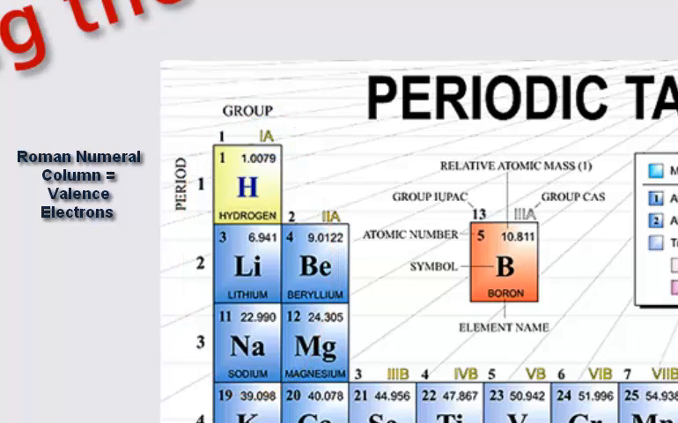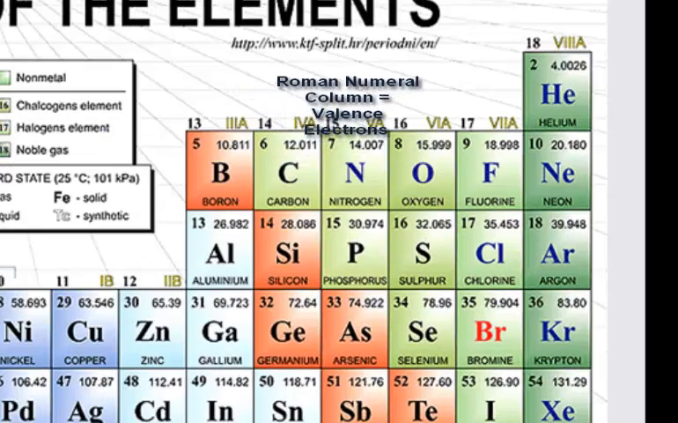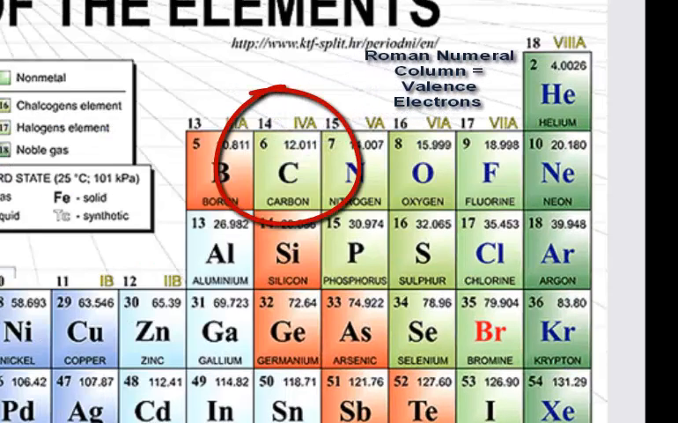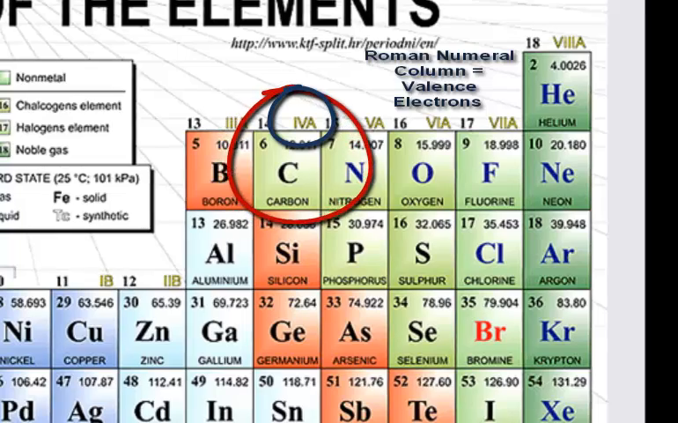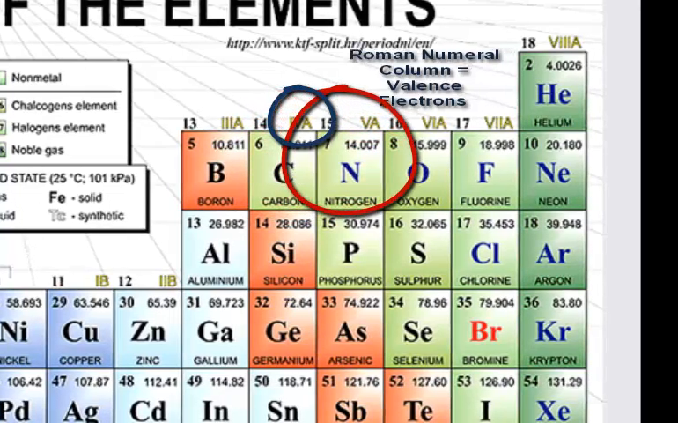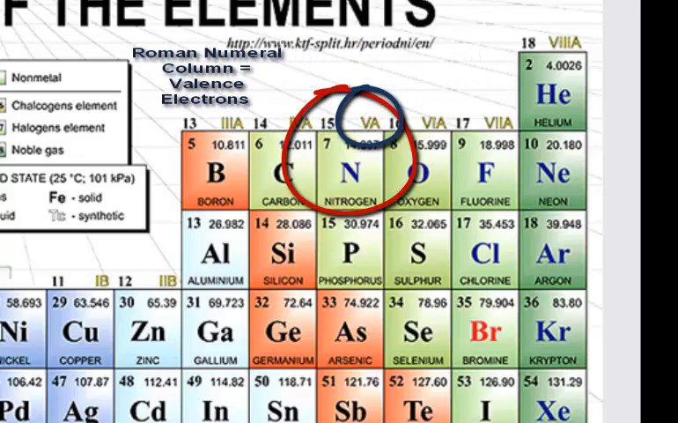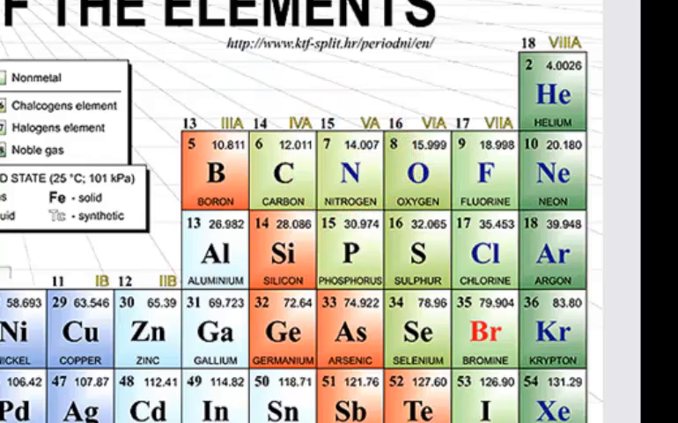Let's try that out. Let's go over and look at carbon in this example. What column is carbon in? Roman numeral 4. How many valence electrons does it have? 4. Look at nitrogen. What column is it in? Roman numeral 5. How many electrons does it have in its outer shell? Valence electrons, 5. So we can use the column numbering to tell us the number of valence electrons.